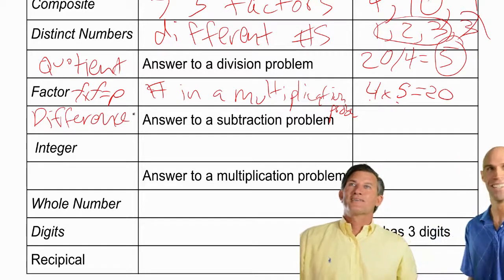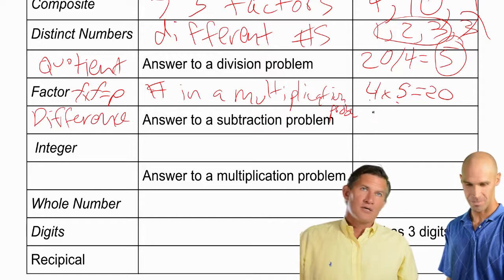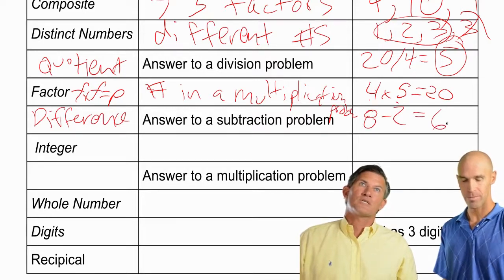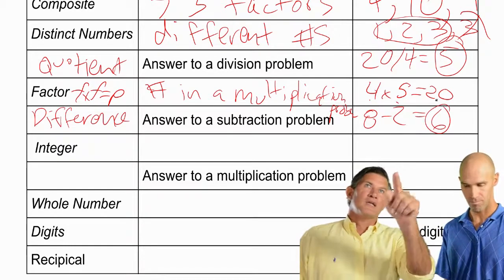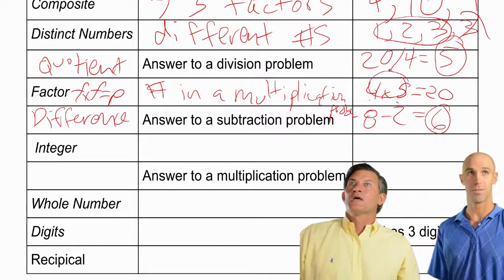Okay. So what's the answer to 8 minus 2? I think it's 6, right? So circle the 6, that's the difference between an 8 and a 2. That's also the difference. Those are the factors.